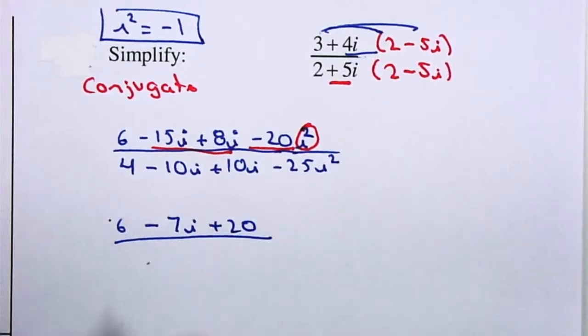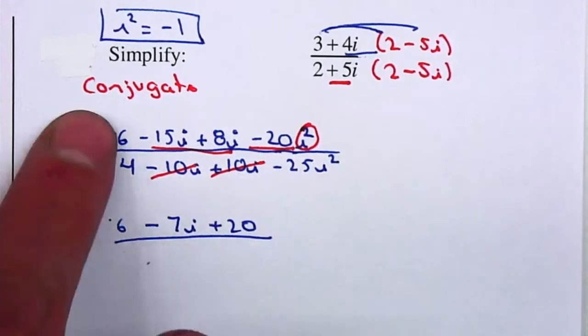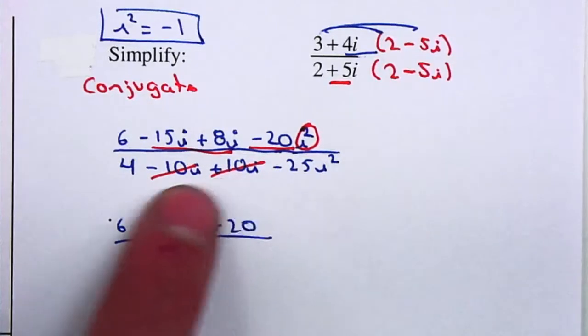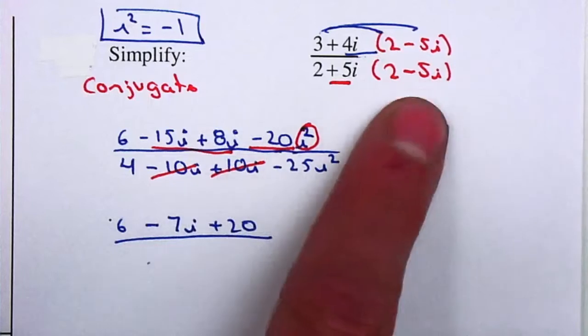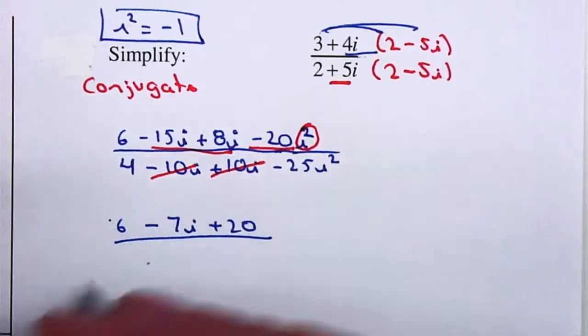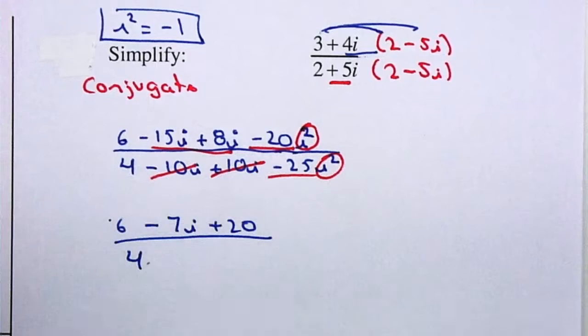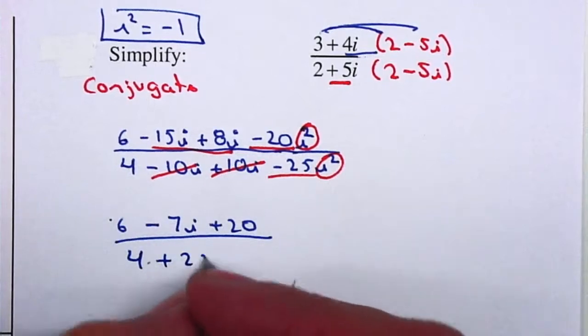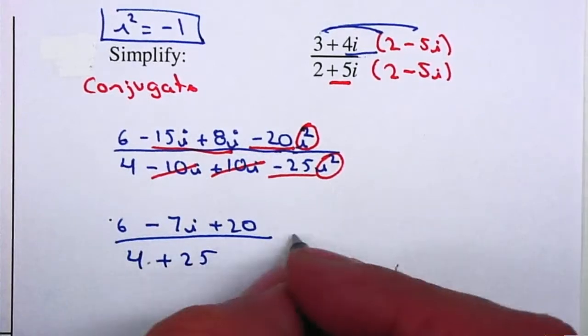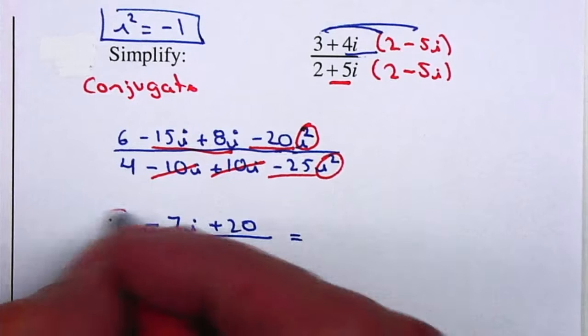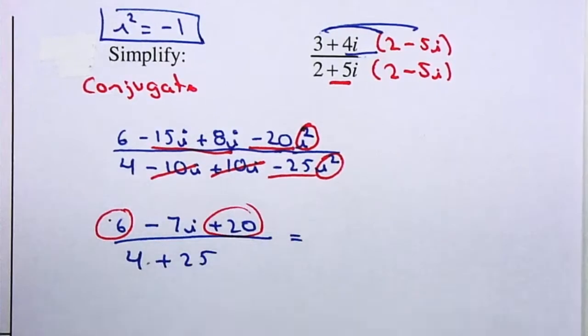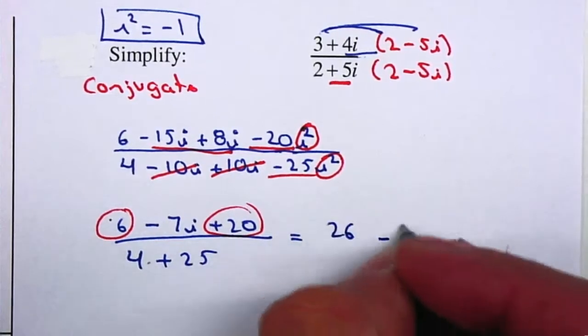In the denominator, we're going to go through the same process. Notice that the i's cancel. And whenever you multiply by the conjugate, that should always be the case. Otherwise, you're doing something wrong. So now I have 4. i squared is equal to negative 1, times the negative becomes a positive 25. I'm going to combine like terms. That gives me 26 minus 7i.